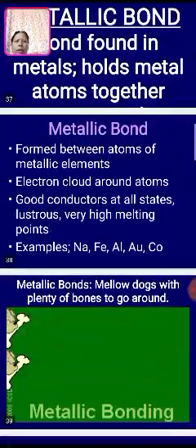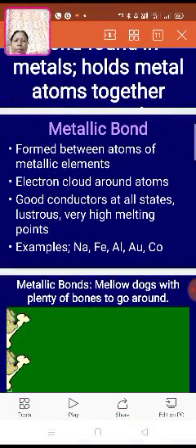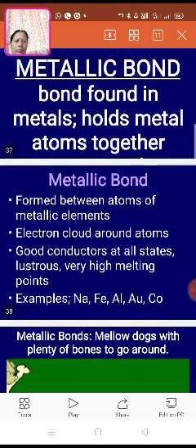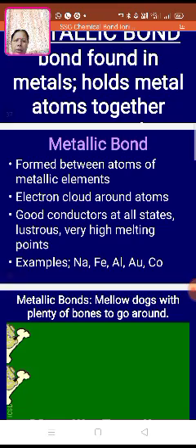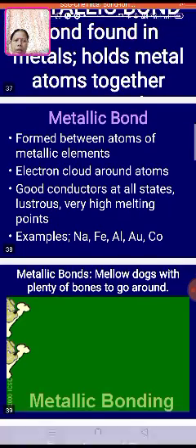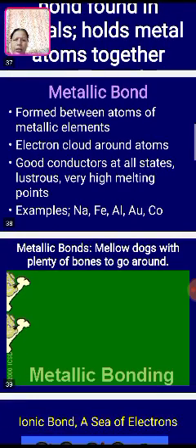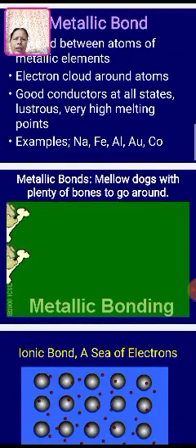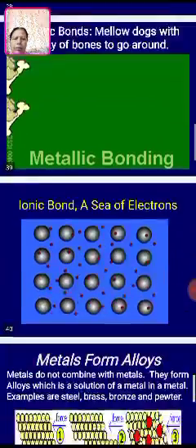Metallic bond, the bond found in metals that holds metal atoms together. Metallic bonds form between atoms of metallic elements. Electron cloud around atoms, good conductors in all states, lustrous, very high melting points. Examples: sodium, iron, aluminum, gold and so on.